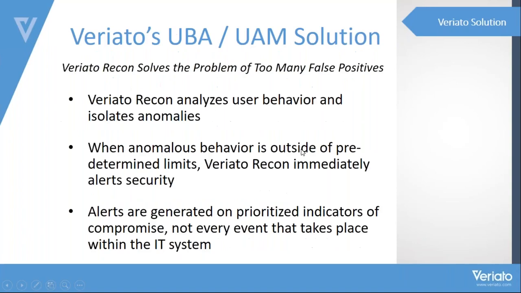Now, let me tell you how we can fix this. Variato Recon analyzes that user behavior and isolates those anomalies. All that stuff that I say, I've seen it before and I'm not paying attention to, they're going to isolate that. And when that anomalous behavior is outside of some predetermined limits that we've already determined and put into this product, they're going to immediately send out relevant alerts that work, that I'm really going to look at and tell me something is going wrong. And they're going to be generated and prioritized based on indicators of compromise. As it says here, not every event that takes place within the IT system is a bad event. It's going to look at it, aggregate it, and give me the ones that I should pay attention to.